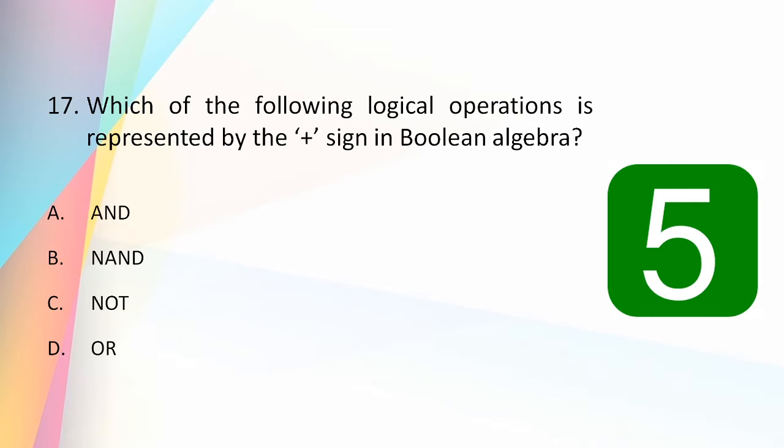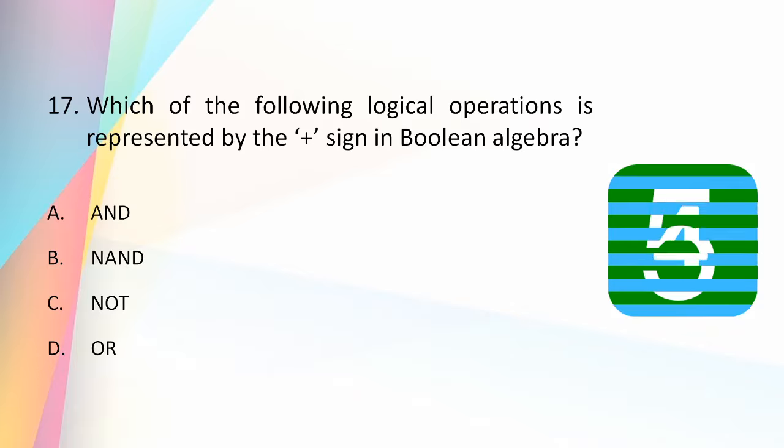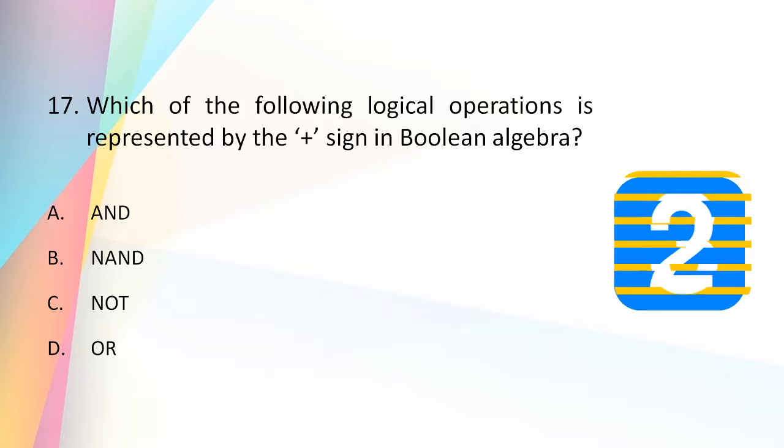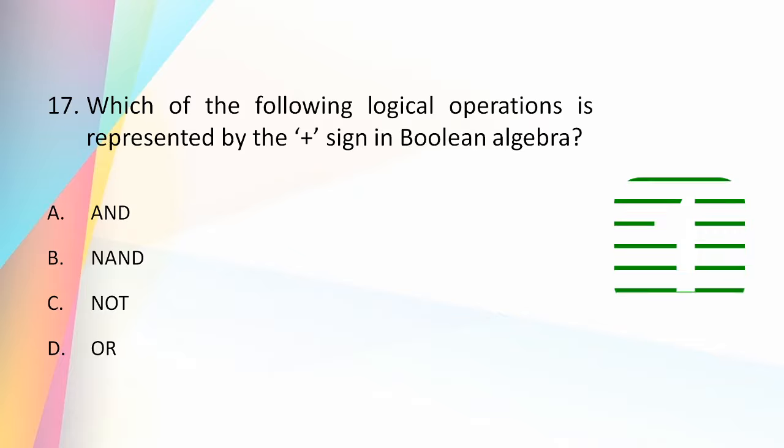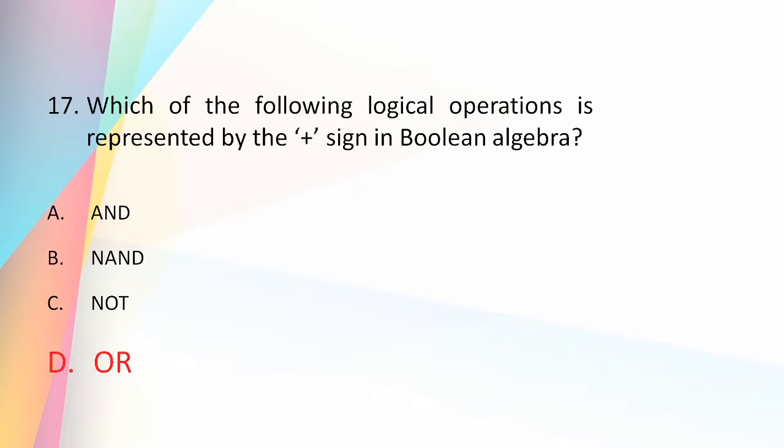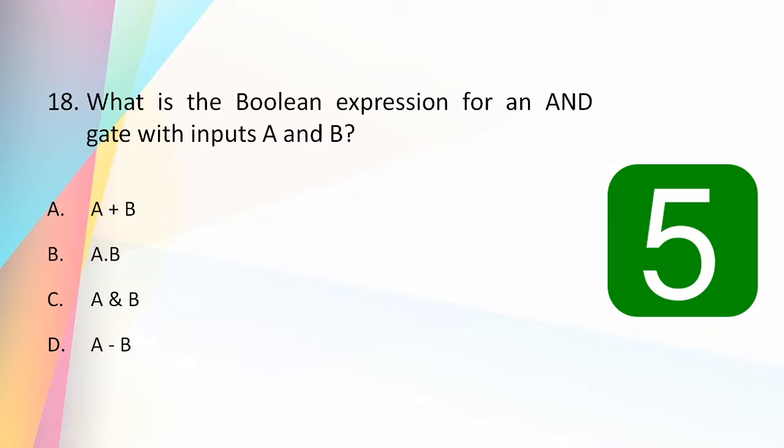Which of the following logical operations is represented by the plus sign in Boolean algebra? AND, NAND, NOT, OR. And here you go. And the answer is OR. So the OR operation is represented by the plus sign.